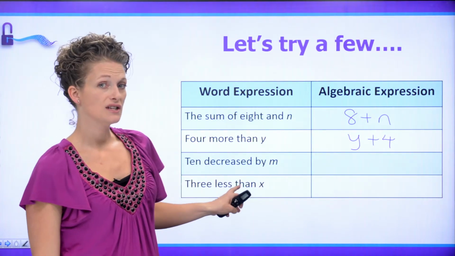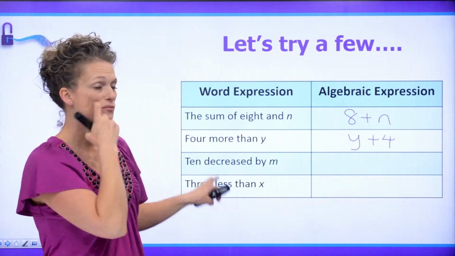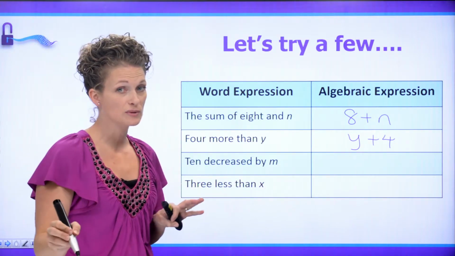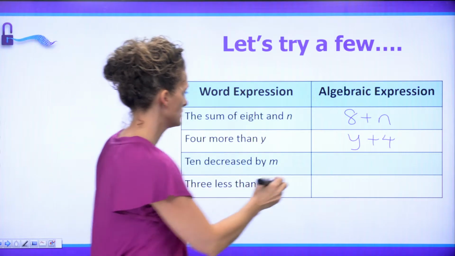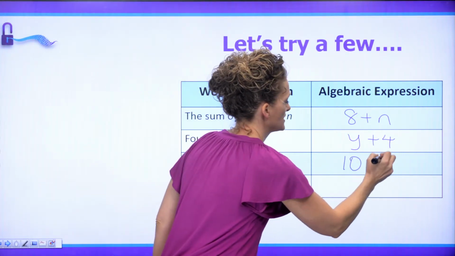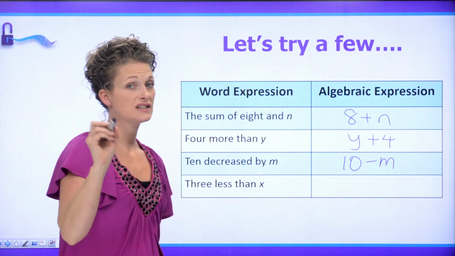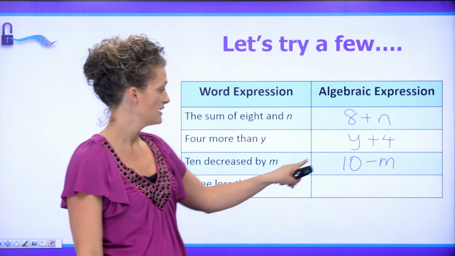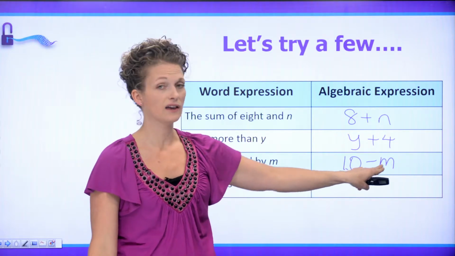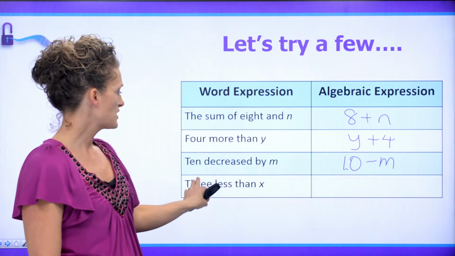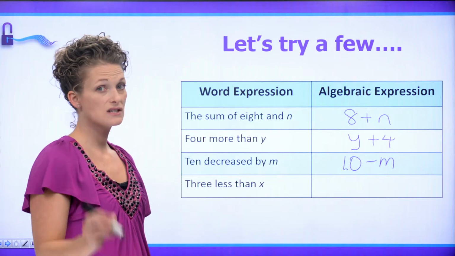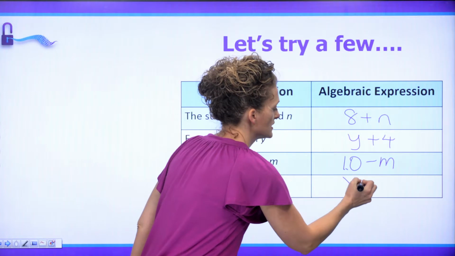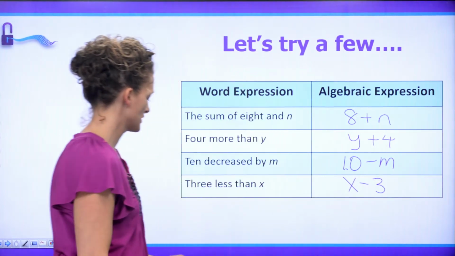10 decreased by m. Now, in this type of problem, it's important that you have the 10 and the m in the correct position, because 10 minus m is not the same as m minus 10. So it says that 10 is decreased by m. 3 less than x. So that means we start with x because it's 3 less than x. So we have x, 3 less than that means that we're going to subtract 3.